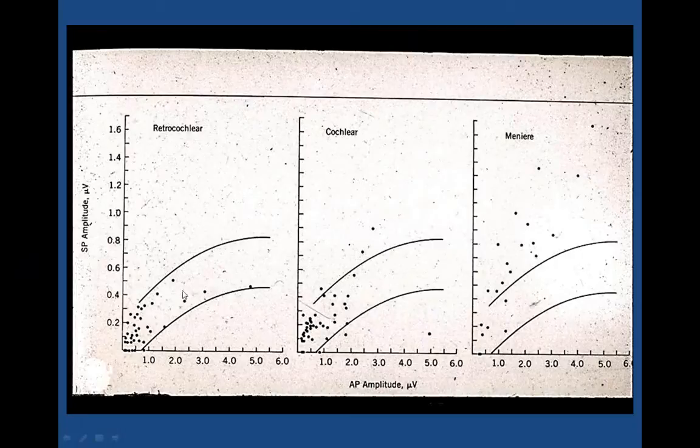Coates, way back in the late 80s or so, showed that individuals with Meniere's disease, if we look at the amplitude of the SP versus the AP, all tend to fall outside of that normal area, indicating an enlarged SP component, especially because it's a more stable way to look at it with respect to the action potential, or AP.